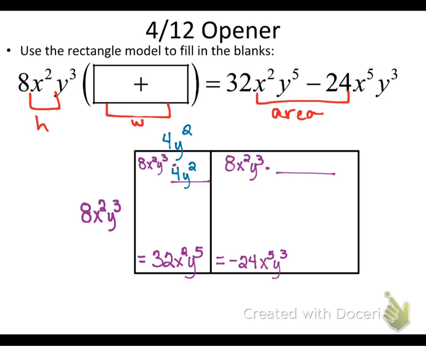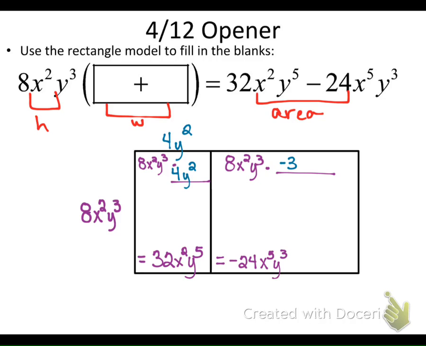Okay? So now I'm just going to repeat. So again, I'm going to think, 8 times what gets me to negative 24? Negative 3. Good. And if you didn't know that, you could take negative 24 divided by 8, and it'll give you negative 3.